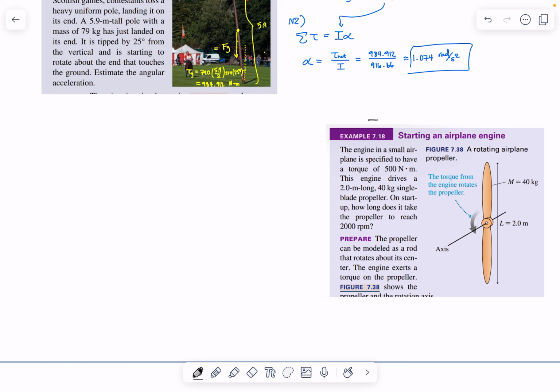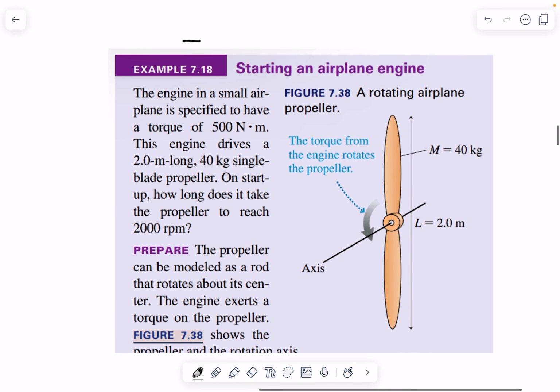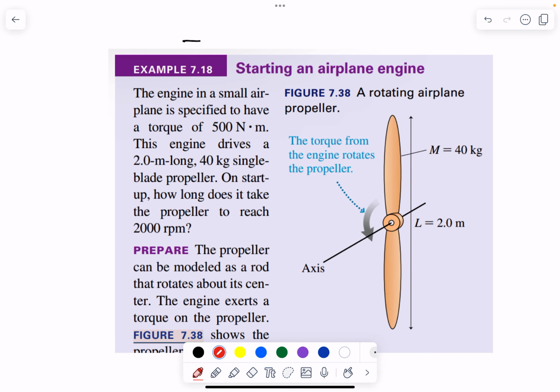I definitely am. But anyway, we've got a propeller of an airplane engine. We are given a torque. All right, so this is a torque already, so we don't have to worry about where the force is being applied, how far away from the center. It's already baked in here. It's already calculated. It drives a 2 meter long, 40 kilogram single blade propeller.